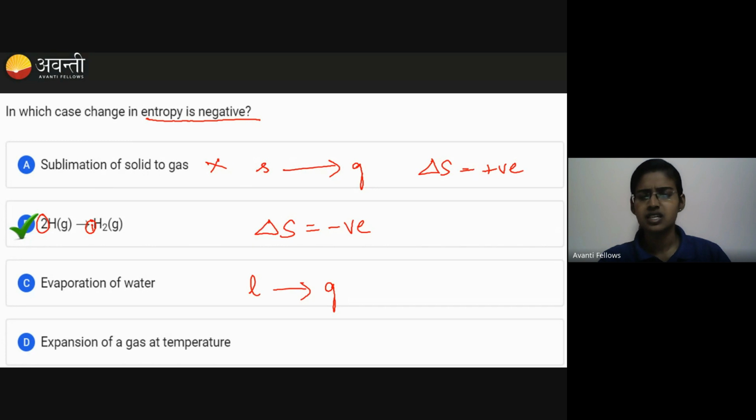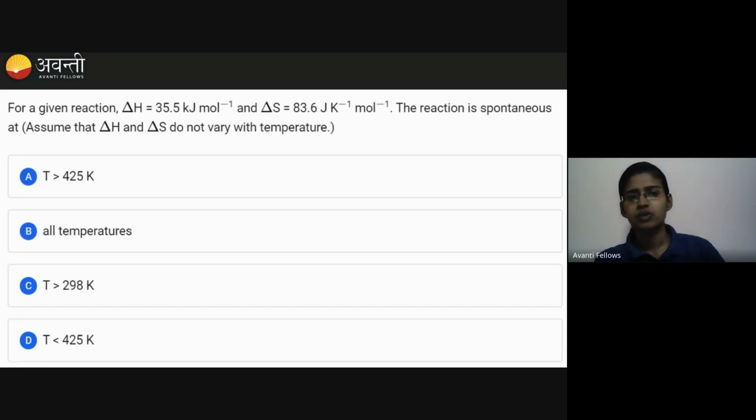It's very easy. We will move on with one more question. For a given reaction, delta H and delta S are given. Delta H is given in kilojoule per mole and delta S is given in joule per Kelvin per mole. So we have to be very careful with the units, especially for physical chemistry questions. And the reaction is spontaneous at what temperature?